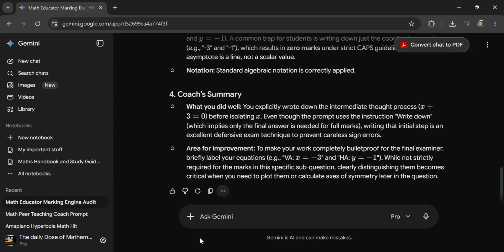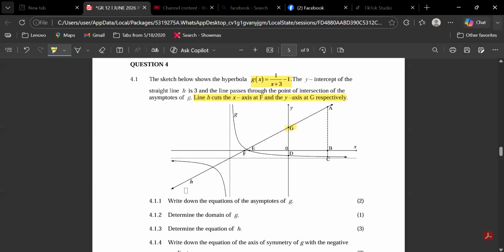Okay, guys, we're going to continue with our 4.1.2. And then on 4.1.2, what is our question there? So 4.1.2 says we should determine the domain of g. Yeah, this one is a continuity of what we just did on 4.1.1. So they say we should determine the domain.